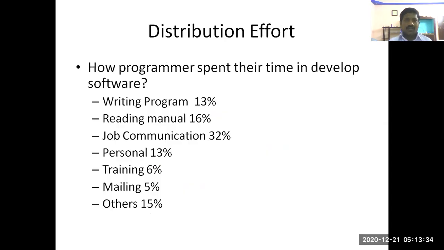Distribution of how programmers spend their time in developing software in a software company. Writing programs, they are using 13% of the time. Reading manuals, they are spending 16% of the time. Job communications, they are spending 32% of the time. Personal work, they are spending 13% of the time. For training and updating their knowledge, they are spending 6% of the time. Mailing purposes, they are spending 5% of the time. And for other work, they are spending 15% of the time. This is how software developers spend 100% of their time in the company.